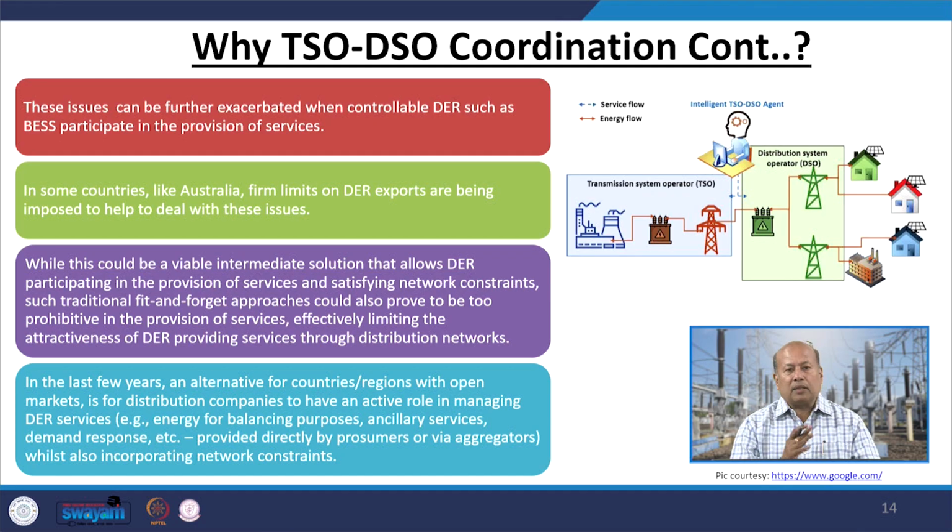And during the last couple of years, as you could see, an alternative for countries and regions with an open market, very important, is for the distribution companies to have an active role in managing DR services, especially for energy balancing approaches, ancillary services, and demand responses provided directly by prosumers or via aggregators, while also incorporating network constraints. So there is a new role for managing this energy.